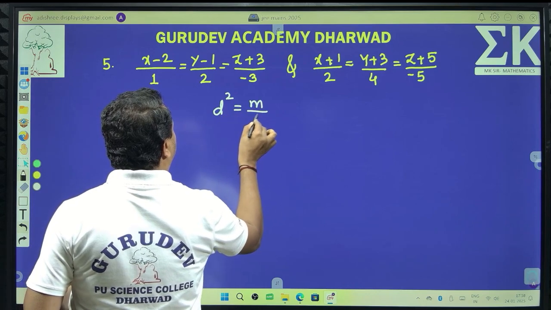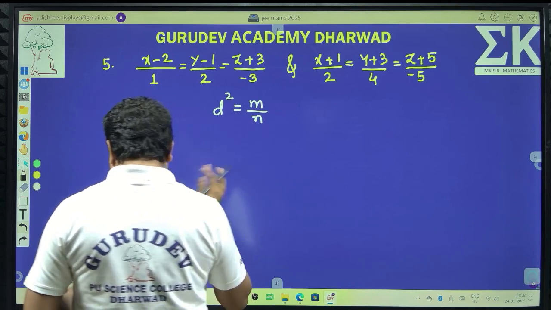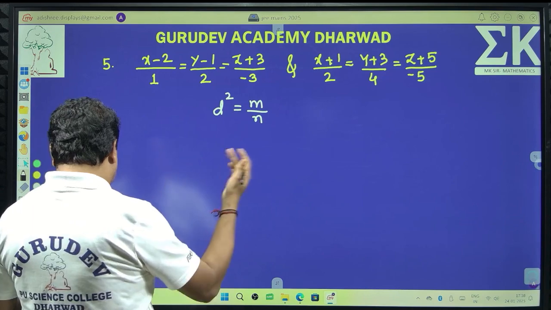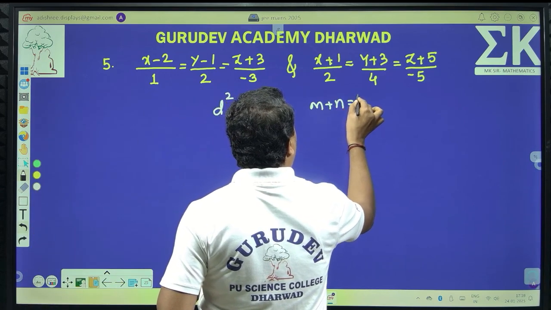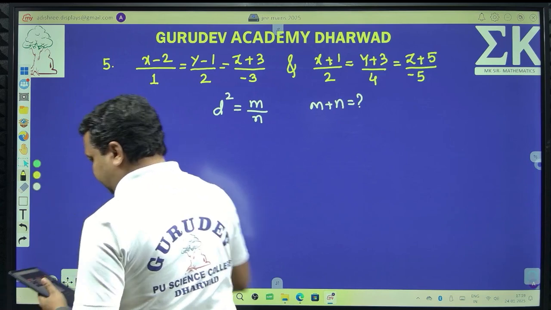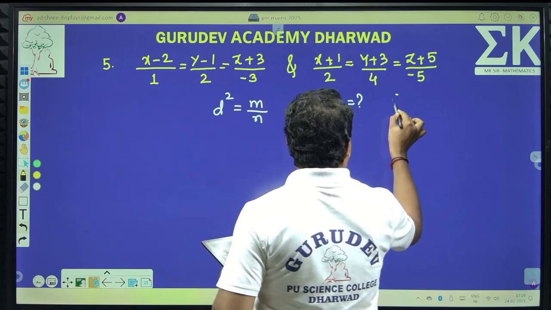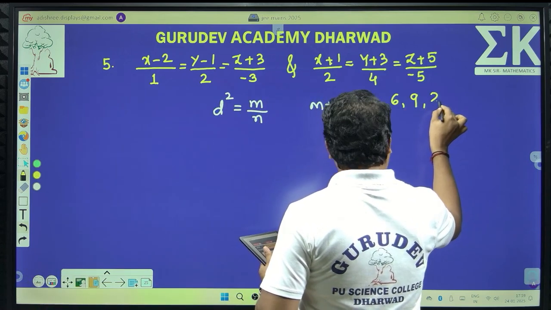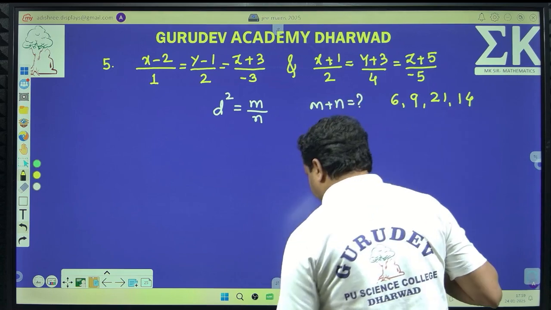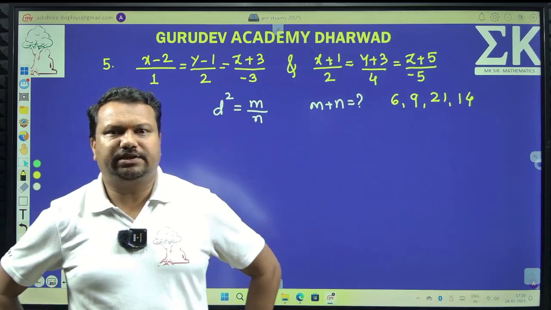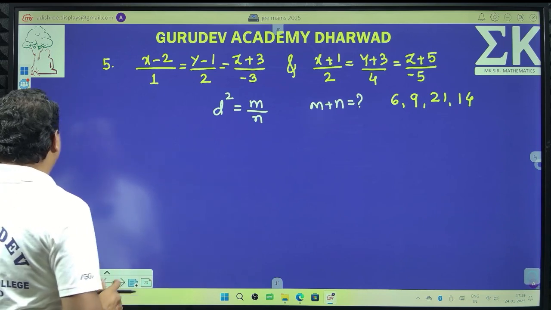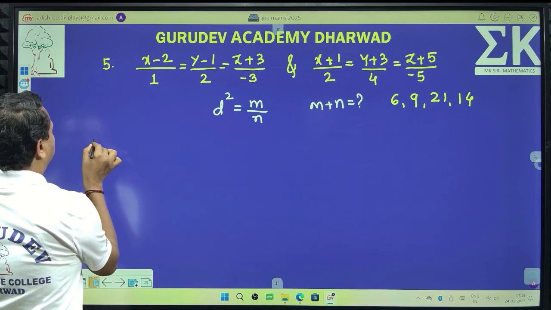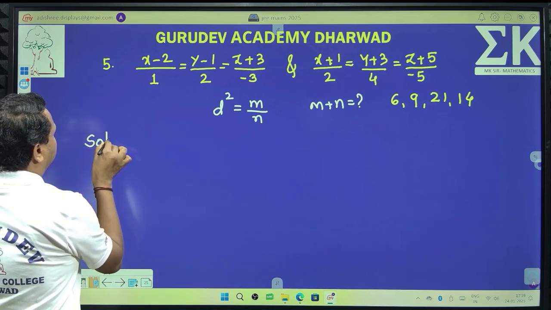given as m divided by n, where m and n are co-prime numbers. Then what is m plus n is the question. What is the value of m plus n? The options given are 6, 9, 21 and 14. Clear? I have already discussed this shortest distance question. Please take a note. Okay. Very simple method. One of the beautiful questions. Right? Let us understand the solution.